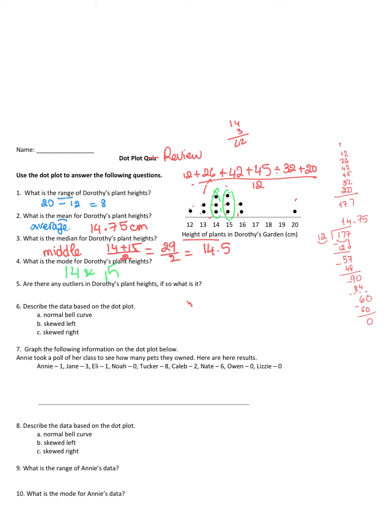Are there any outliers? An outlier is a number far away from the data set. So we have 20, the number by itself. So it's the outlier.